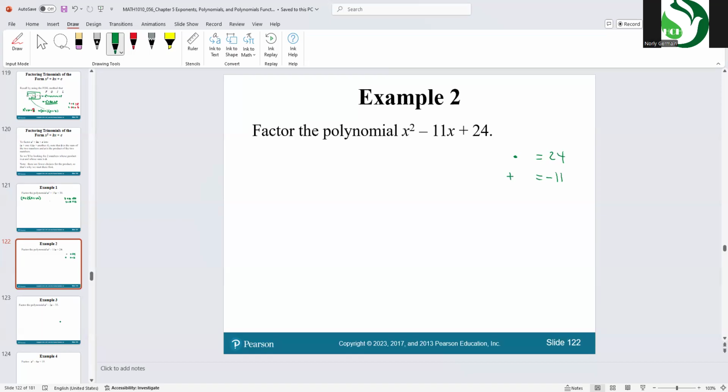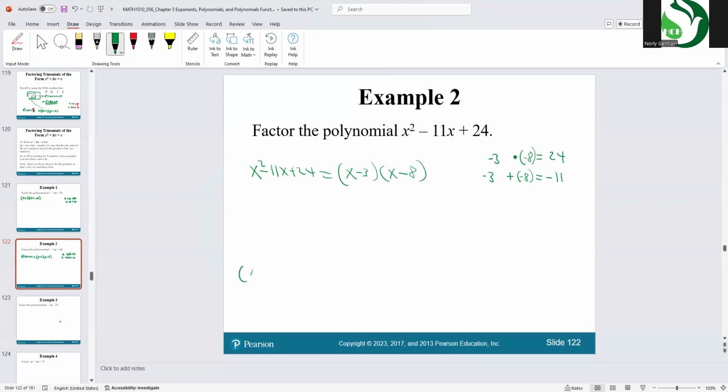negative. So we know 2 times 12 gives you 24, but when you add them, it gives you 14, not working. 3 times 8 is 24, and 3 plus 8 is 11. So it should be negative 3 times negative 8. Two negatives in multiplication give you positive, but when you add two negative numbers, it gives you negative. So we conclude that anytime you see x squared minus 11x plus 24, you can factor it as x minus 3 times x minus 8.